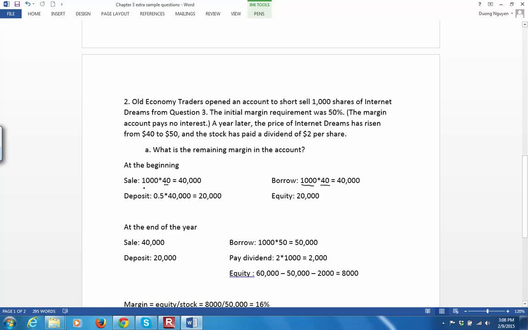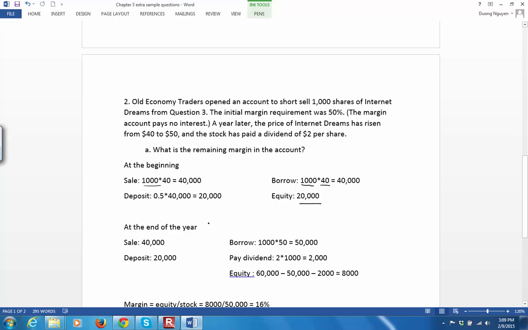So the investor will have a sale of 1,000 shares times $40, at that time equal to $40,000. Now, in order for the investor to borrow 1,000 shares, the investor has to deposit money, and the amount the investor has to deposit will be based on the initial margin. If the initial margin is 50%, it means the investor will have to deposit 50% of the initial investment, which is $40,000. So the investor deposits 50% times 40,000, equal to 20,000. So that is the investor's equity at the beginning, $20,000.